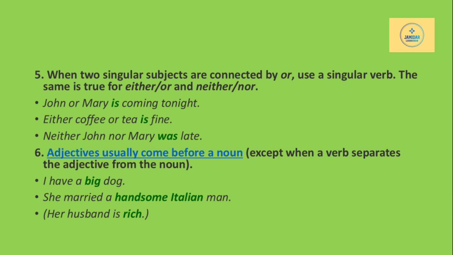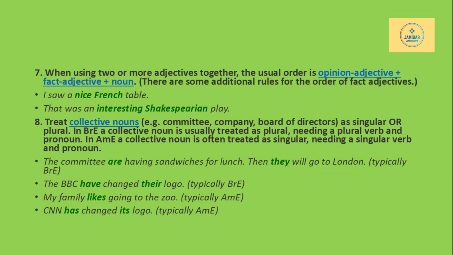When two singular subjects are connected by "or," use a singular verb. Adjectives usually come before a noun. When using multiple adjectives, the usual order is opinion adjective plus fact adjective plus noun. Treat collective nouns as singular or plural depending on the context.